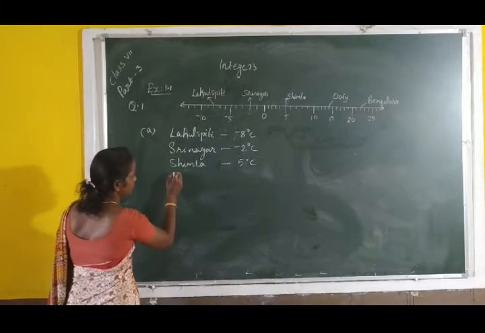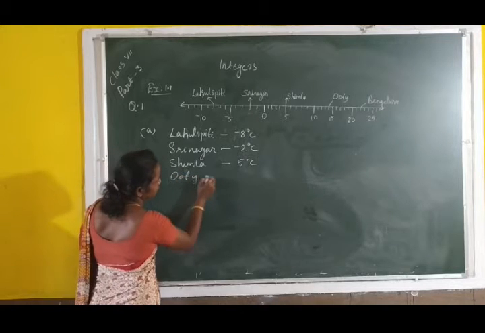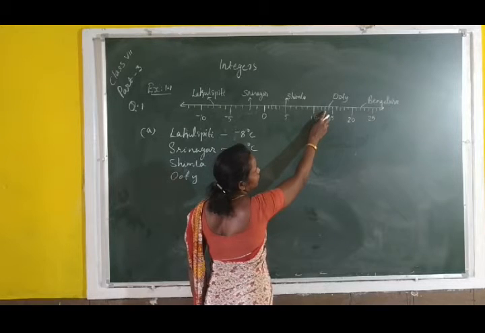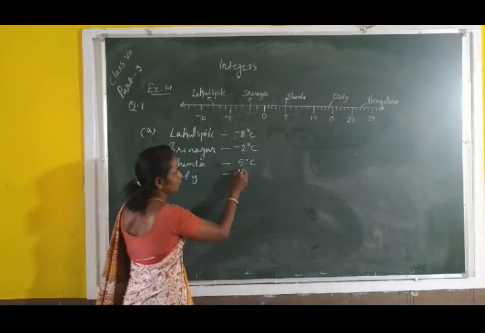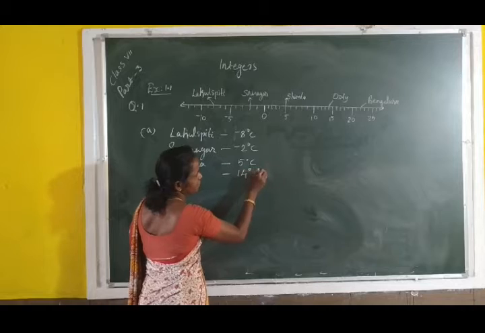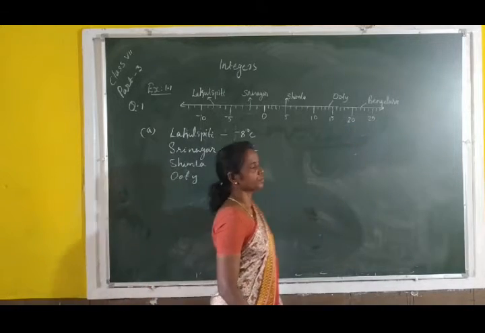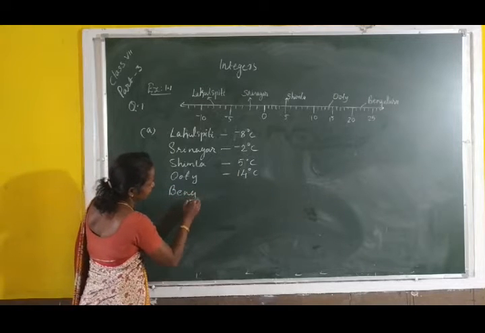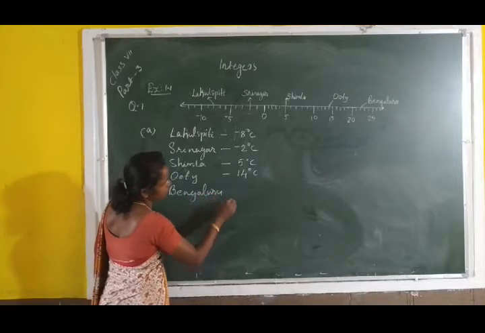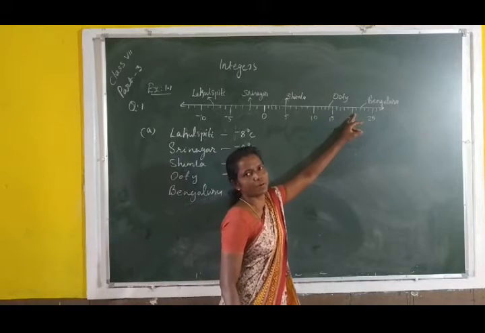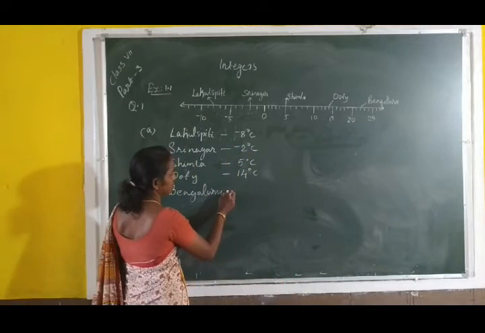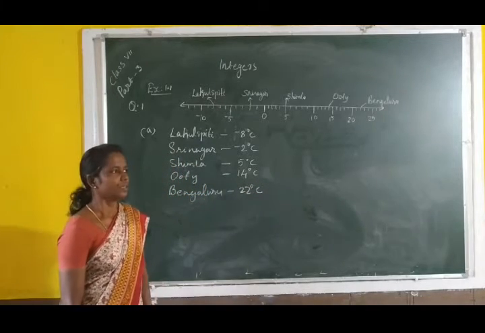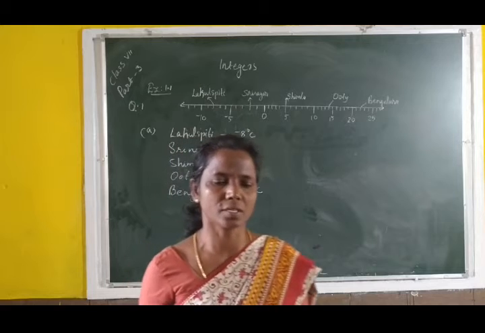The next place is Ooty. Ooty temperature, how many degrees? Look, 10, 11, 12, 13, 40 degree Celsius. The next is Bangalore. What is the temperature? 20, 21, 22 degree Celsius. 22 degree Celsius.